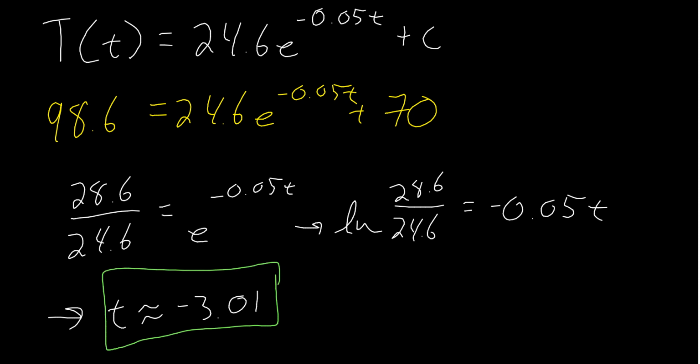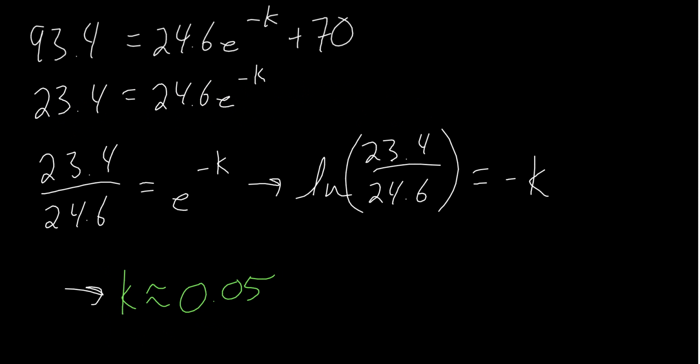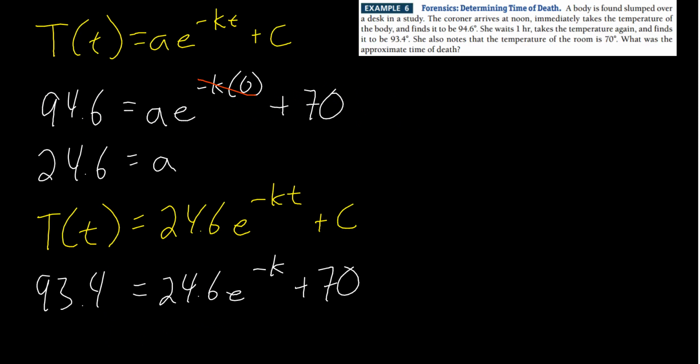To wrap all this up, our coroner arrives, takes the temperature of the body, and then an hour later she takes the temperature of the body again, just to get an idea of the constants involved, the surrounding temperature and things like that. From there, we're able to derive that this body, since she arrived at noon, had been there for 3 hours from the initial time that we took the temperature. So if she arrived at noon, then this poor fella probably studied himself to death at 9 o'clock in the morning.